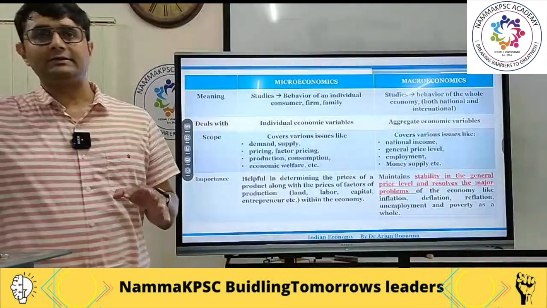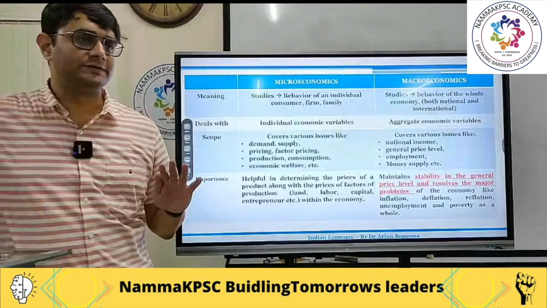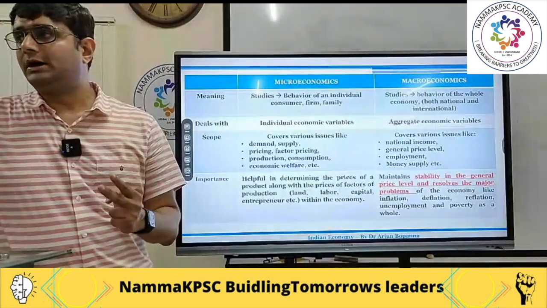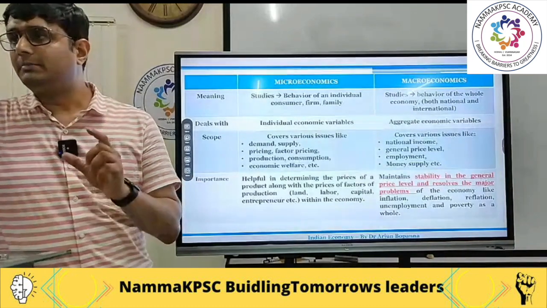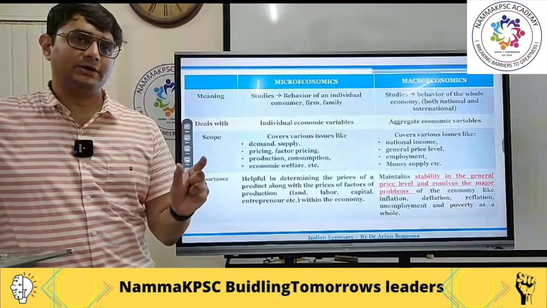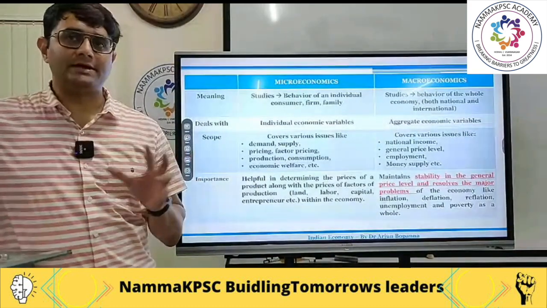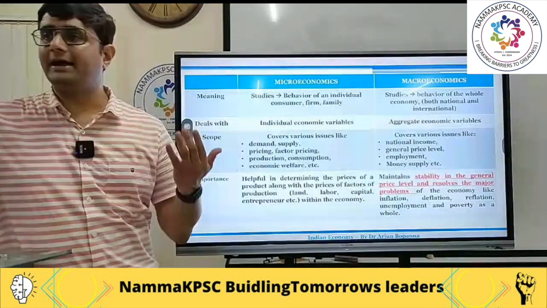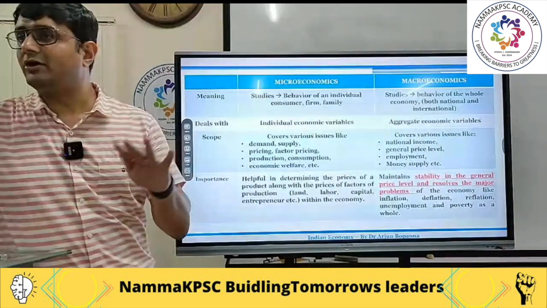So economics deals with production, distribution and consumption of goods and services. Two divisions within economics, micro and macro. Micro deals with a single unit, macro deals with the entire nation or as a whole, aggregate of everything. Individual level, individual economic decision making.